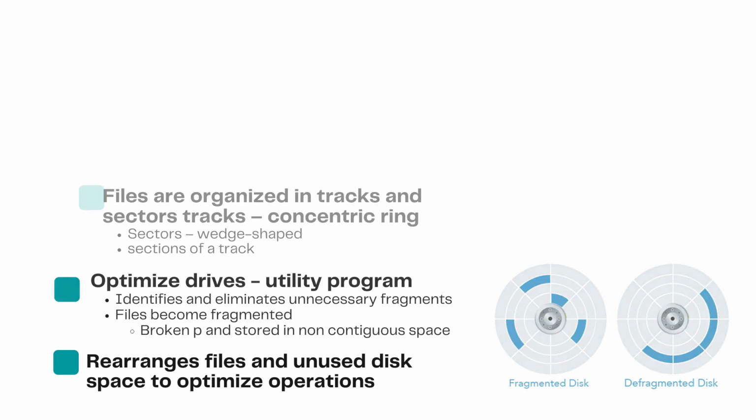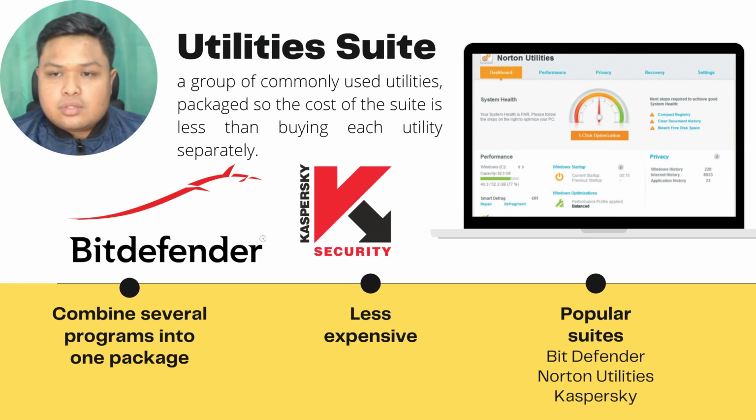space to optimize operation. And last but not least, utility suite. A group of commonly used utilities packaged so the cost of the suite is less than buying each utility separately. In a utility suite, we have combined several programs into one package, but at a less expensive price. Common and popular suites in the market are Bitdefender, Norton Utilities, and Kaspersky. In a utility suite, we have programs like antivirus, firewall, browse control, and device security.